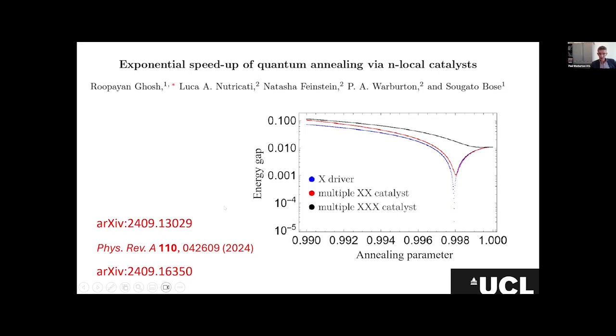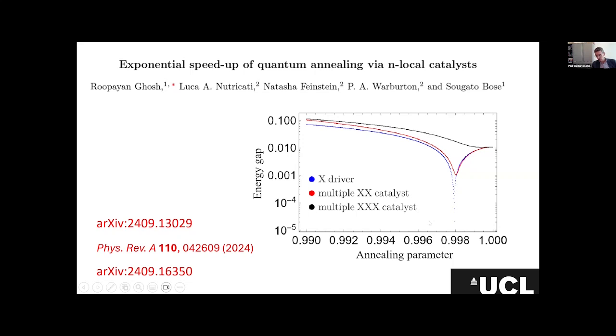As a couple of examples of the work that we've undertaken in my group, here's some collaborative work with my colleague Sougato Bose, also at UCL. You can see the citations on the left if you want to learn more about this. Here in simulation work, we're plotting the energy gap as a function of the annealing parameter. Notice the logarithmic scale on the energy gap.